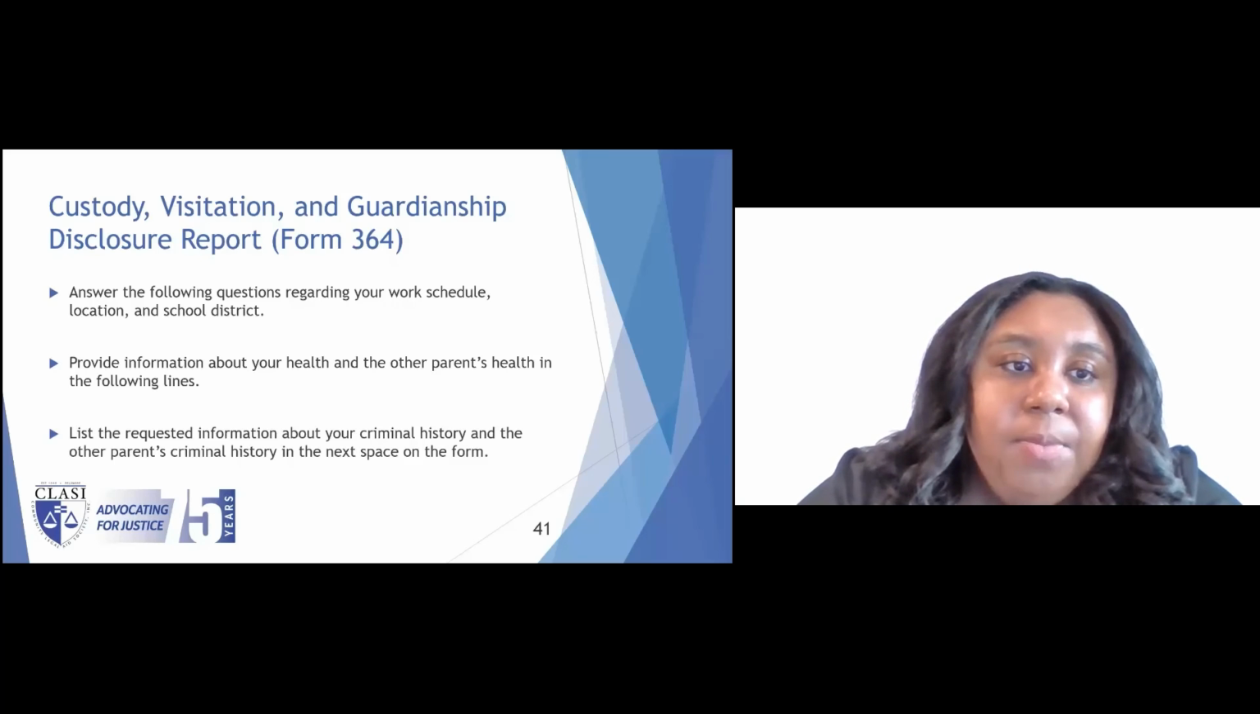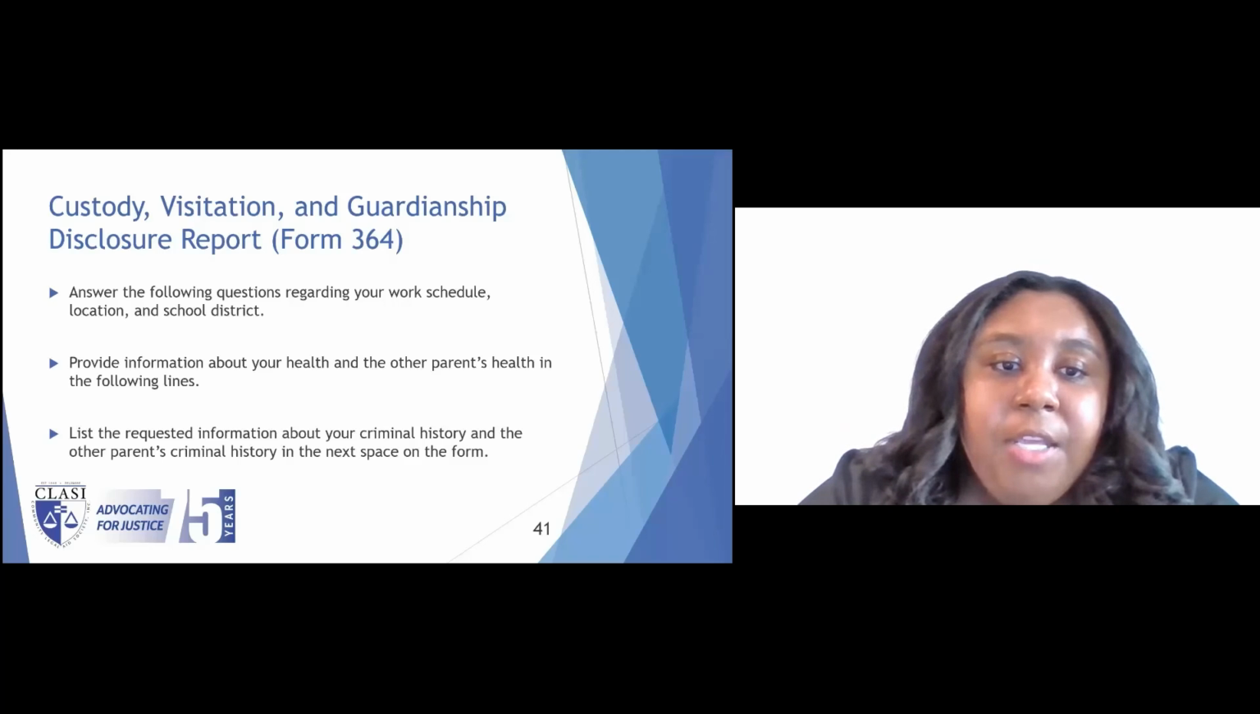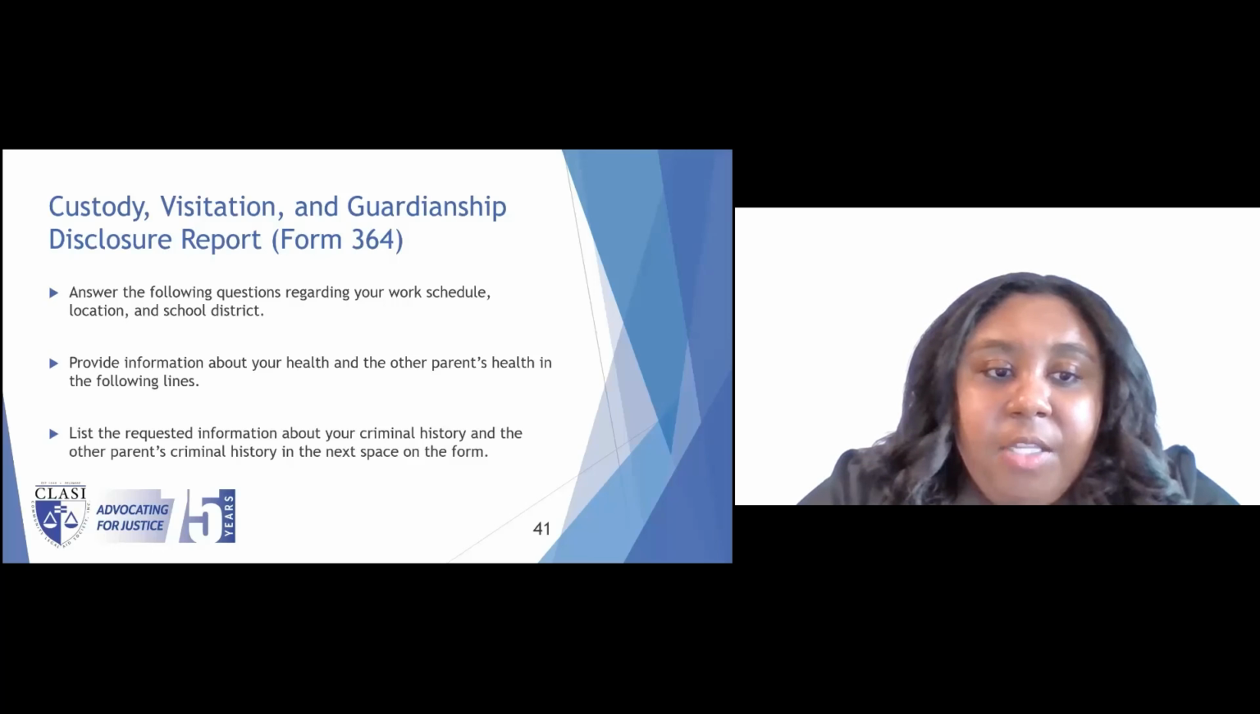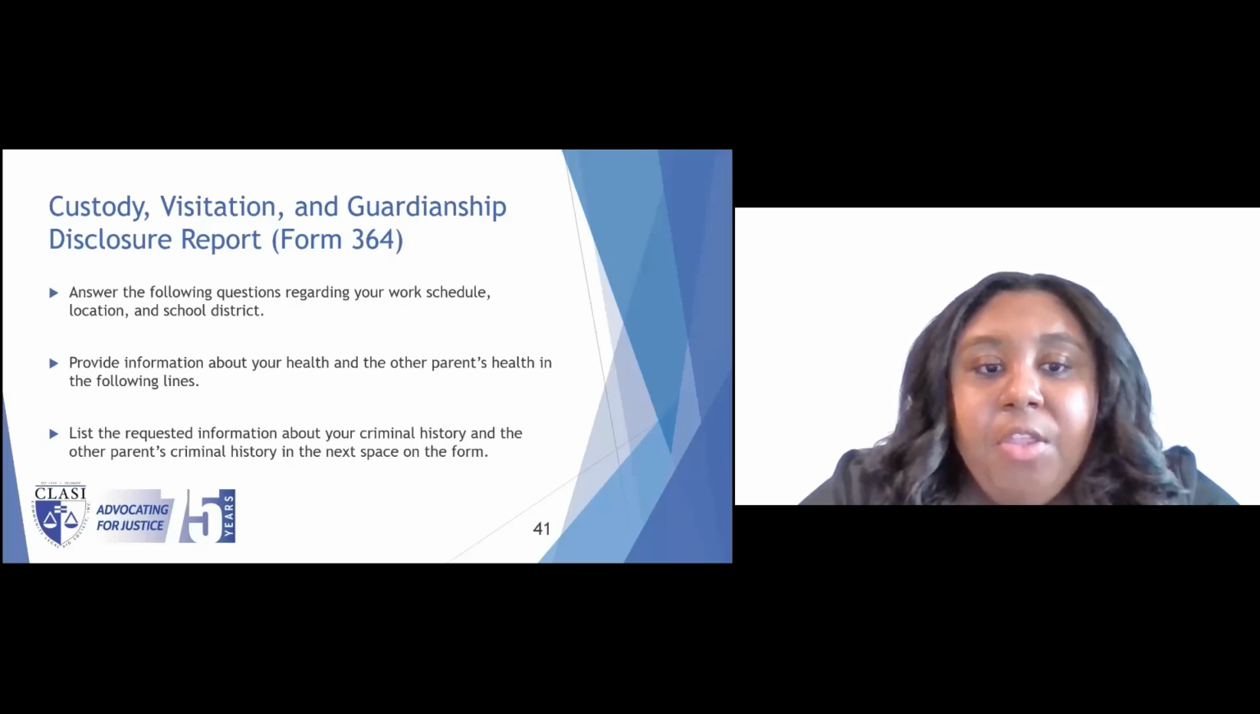In the following spaces, answer the questions regarding your work schedule, your location, and the school district in which you live. Then you should provide the information requested about your health and the other parent's health. Finally, list the requested information about your criminal history and the other parent's criminal history in the following lines.